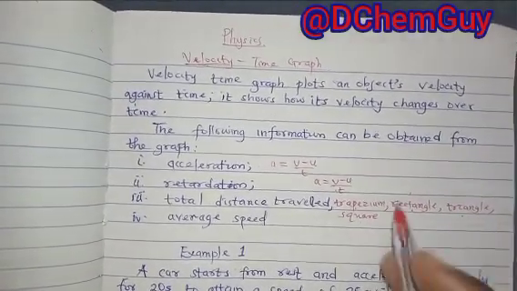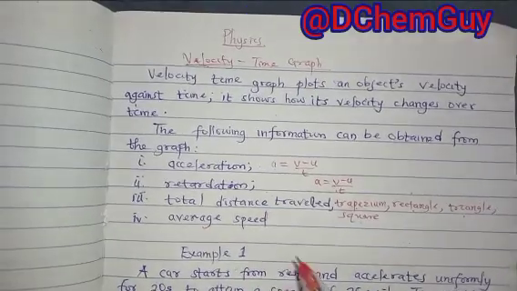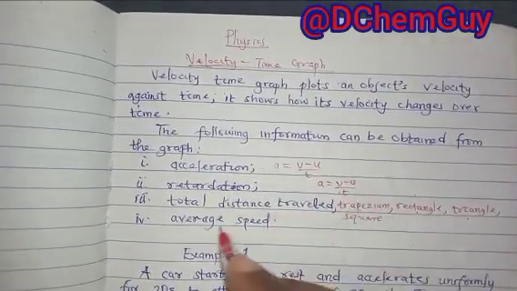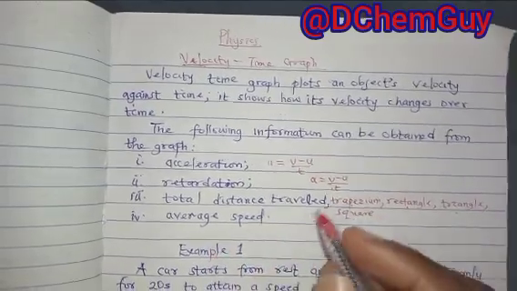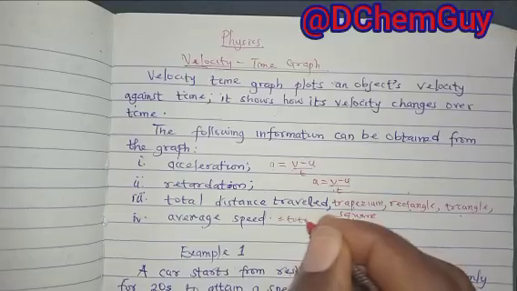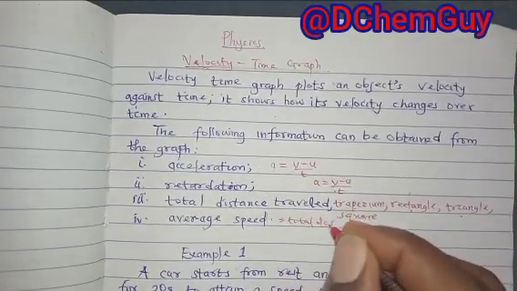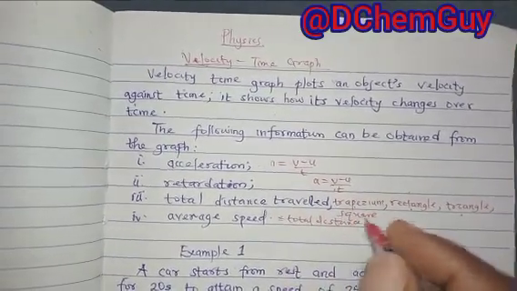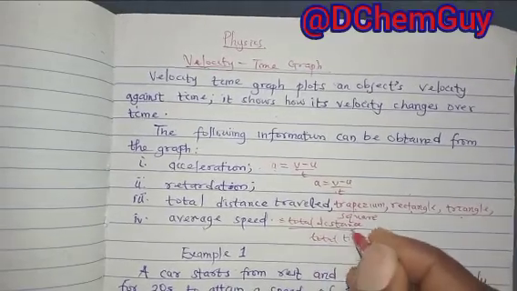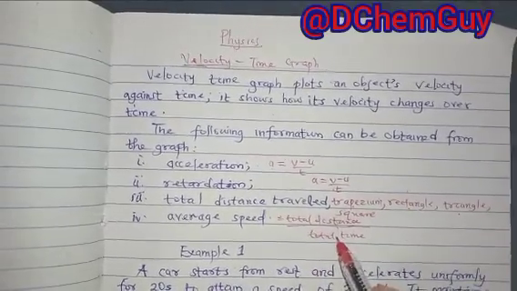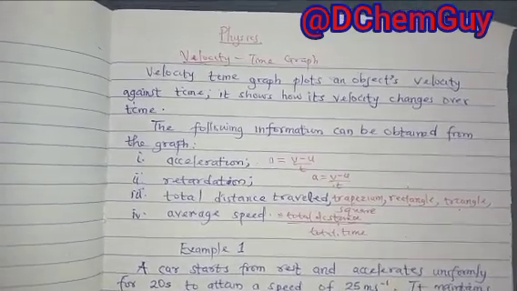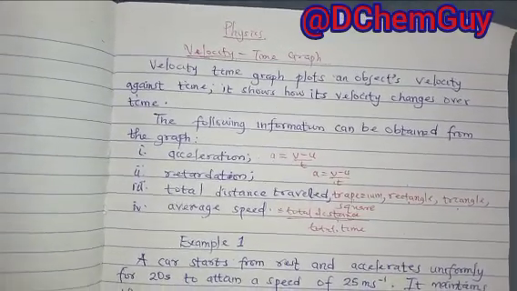Now another thing we can obtain from the graph is the average speed. Now, what is the average speed? This is basically total distance over total time. So total distance traveled over total time is our formula for the average speed. Now let's look at a few examples.